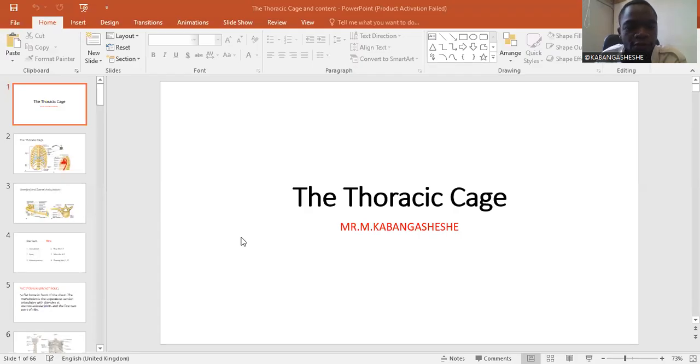So today in this discussion, we'll look at the thoracic cage. For me, this is a preamble to the respiratory system. Before we look at the actual organs and other structures that make up the respiratory system, I would like us to look at the thoracic cage. The thoracic cage involves bony and cartilaginous elements.